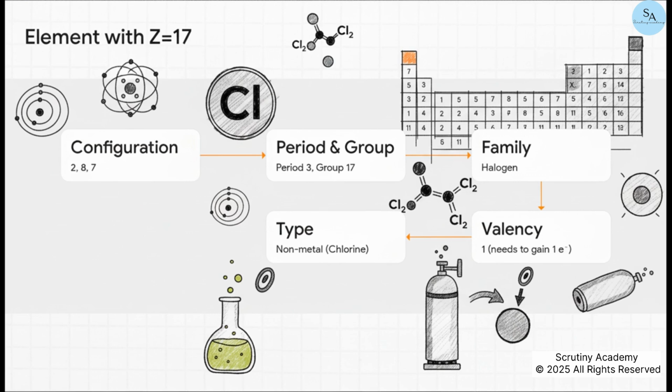And what do we call group 17? Those are the halogens. It needs just 1 more electron to have a full outer shell, so its valency is 1. And since it wants to gain an electron, it's a nonmetal. The element is chlorine.